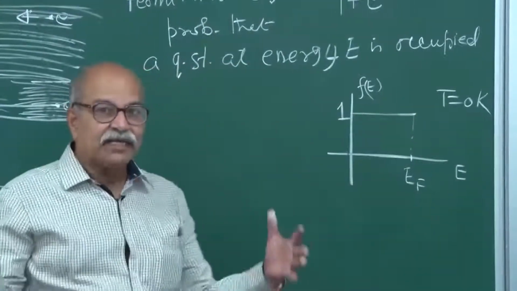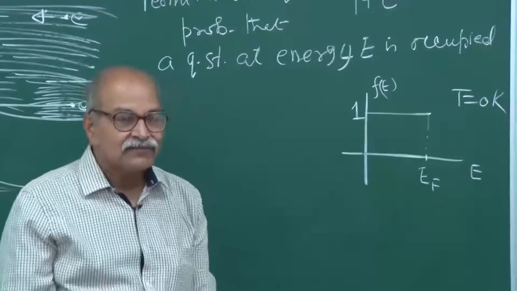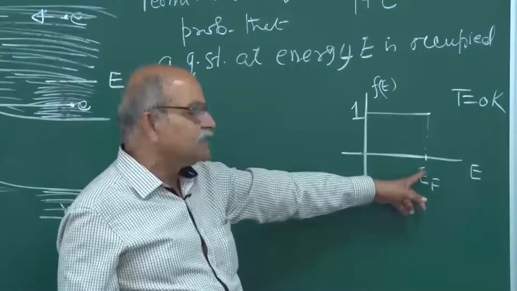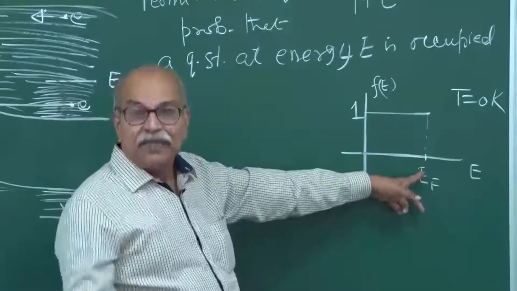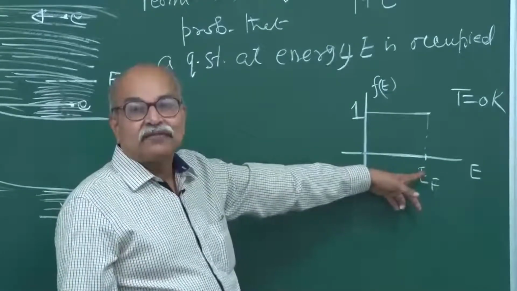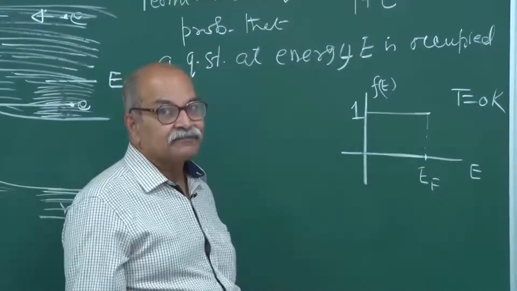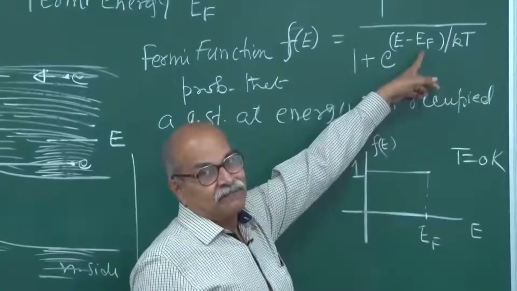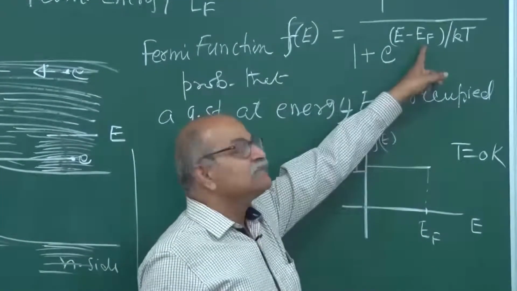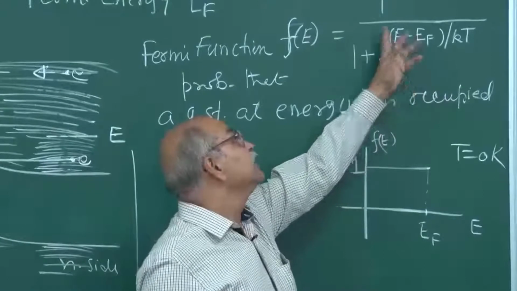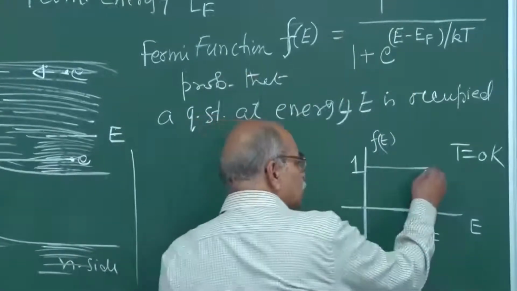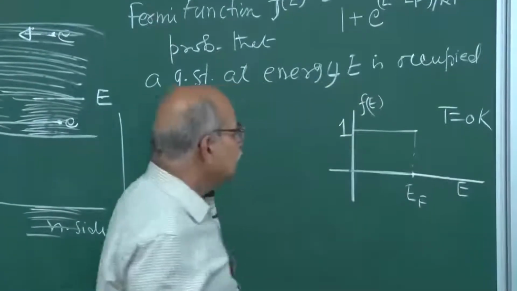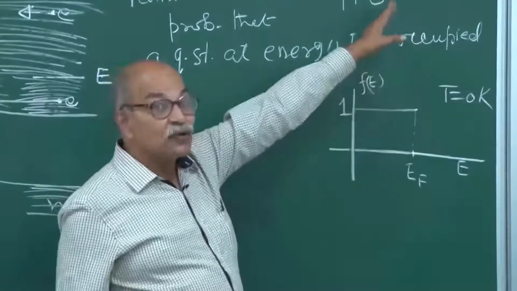So that means if you are at 0 K, then all quantum states with energy less than EF will be occupied by the electrons. Probability is 1. And if E is greater than EF, then it is e to the power plus infinity, which is infinity, and this probability will be 0. So the function here is 0. So that's the kind of function at 0 Kelvin.